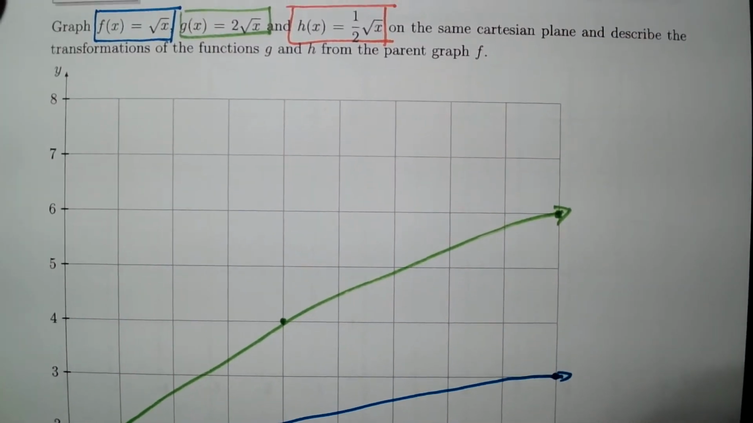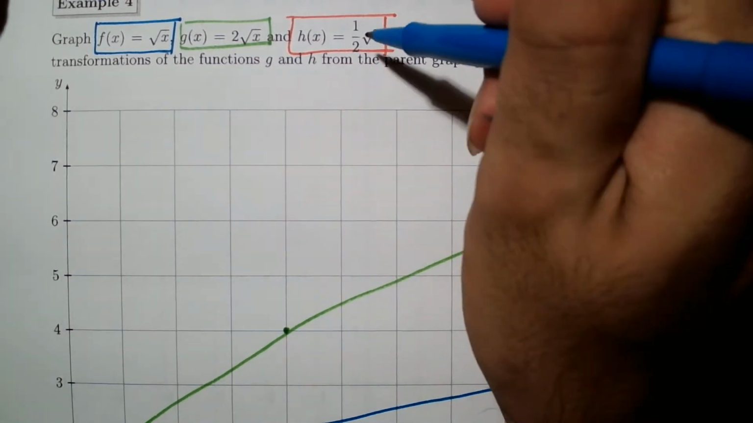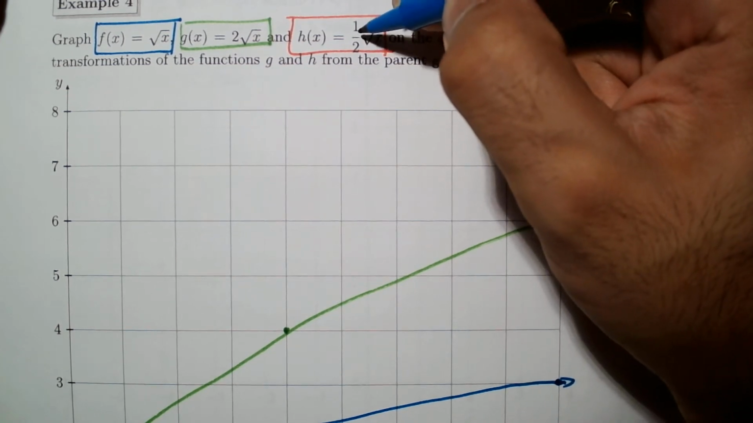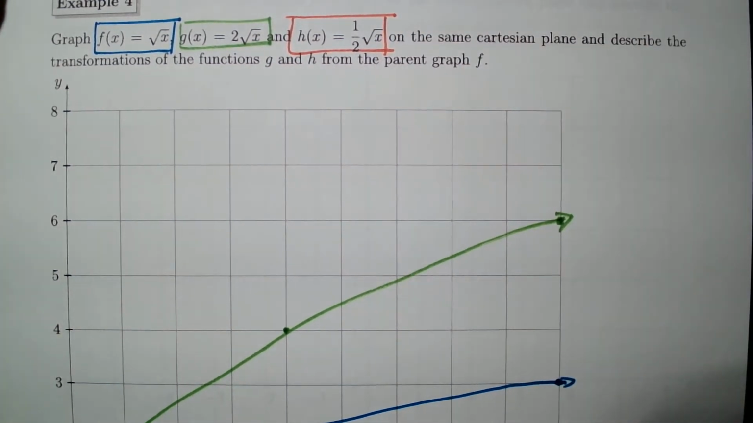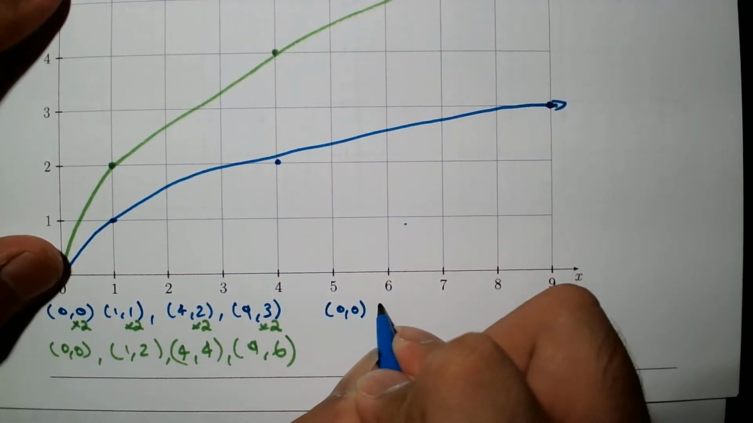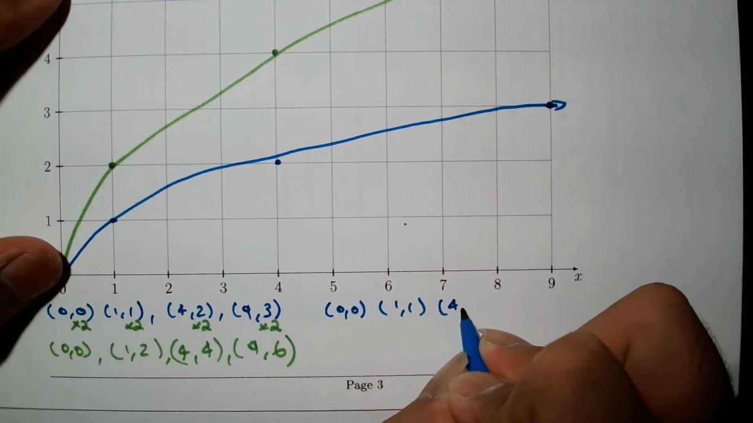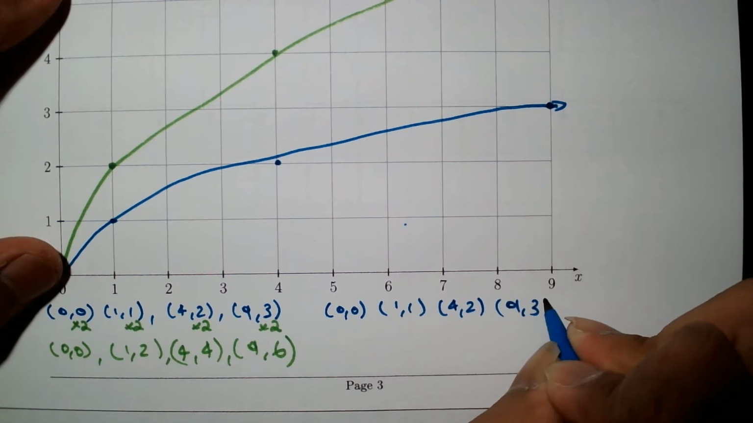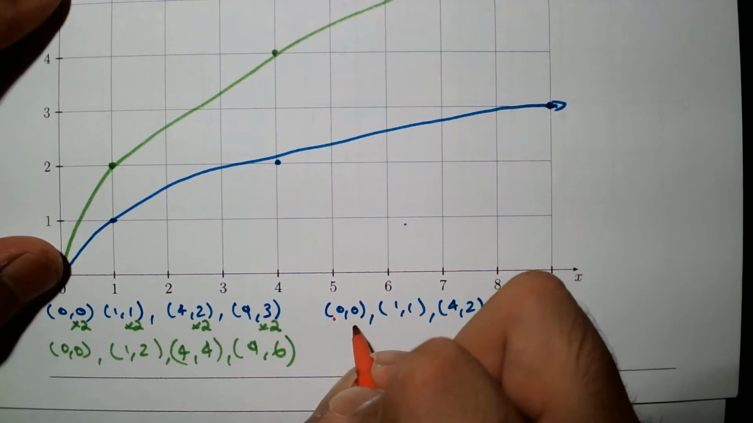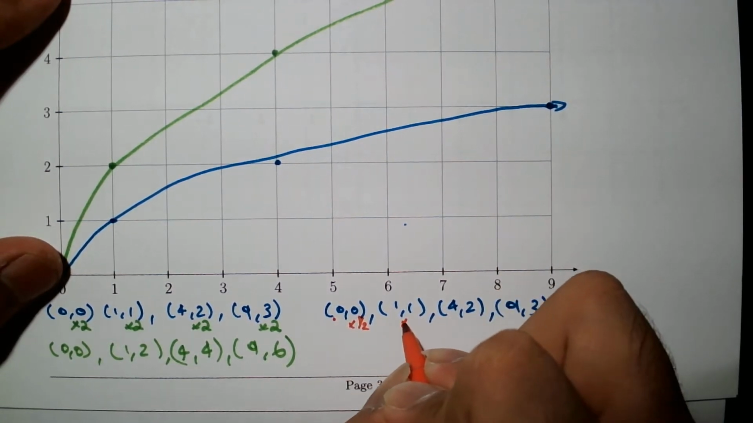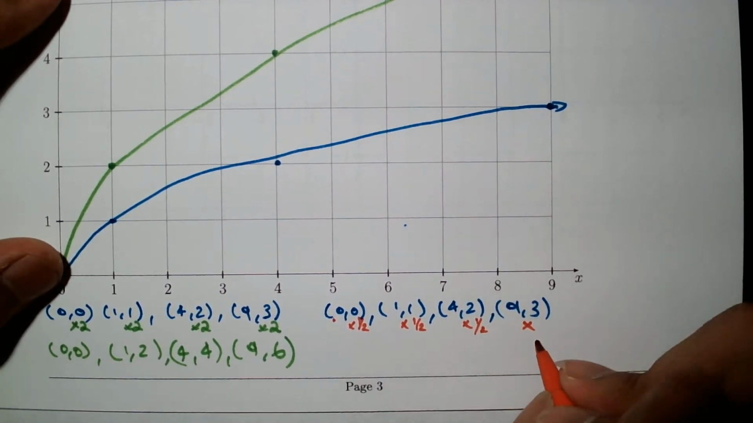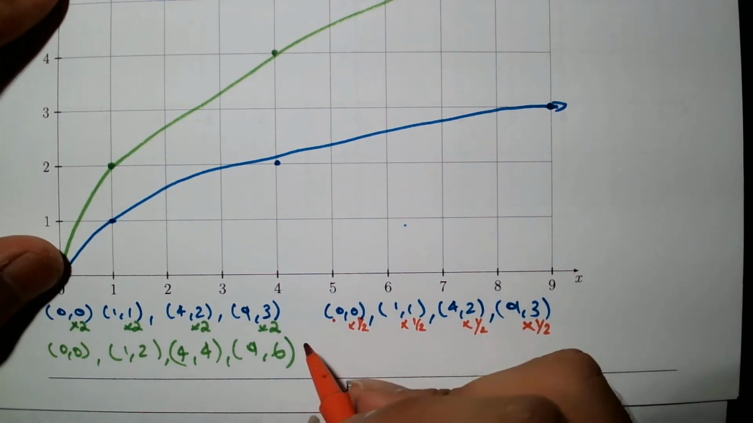Now, what do we have for the third one? 1/2. So this time I'm going to multiply all the y values by 1/2. So I'm going to have the same points again: 0, 0, 1, 1, 4, 2, 9, 3. And I'm going to multiply these y's by 1/2, times 1/2, times 1/2, times 1/2. Only the y values. And what am I going to obtain?